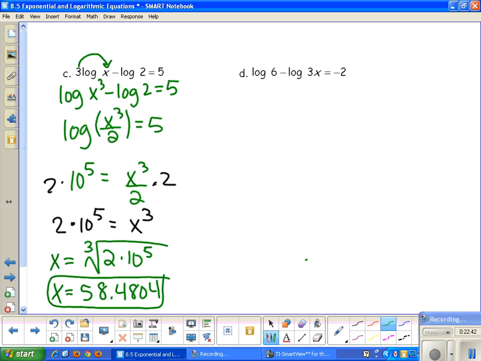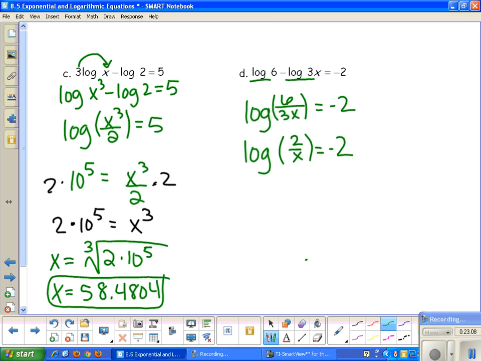All right, so looking at the next one, same type of problem, except I don't have to use the power property. Now I'm just using the quotient property. So again, I want to combine this into one log. So this would be the log base 10 of 6 divided by 3x equals negative 2. Of course, we can reduce 6 over 3, so this becomes log base 10 of 2 over x equals negative 2.